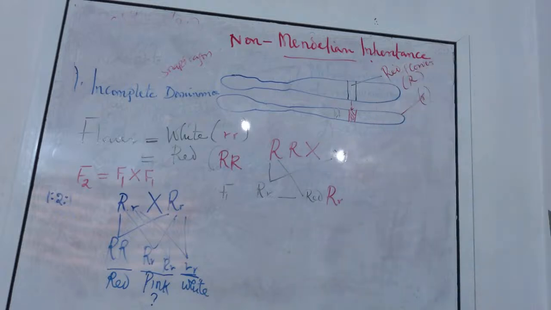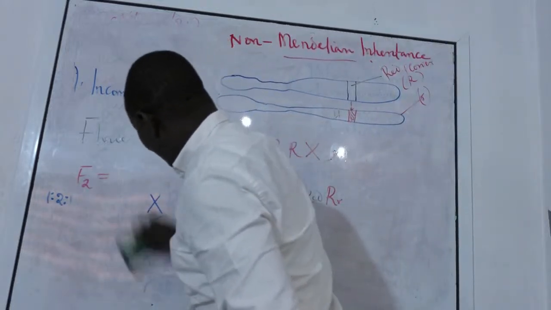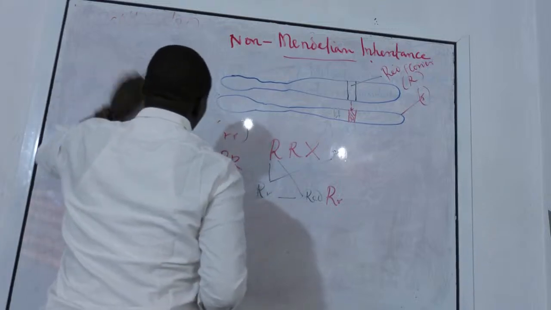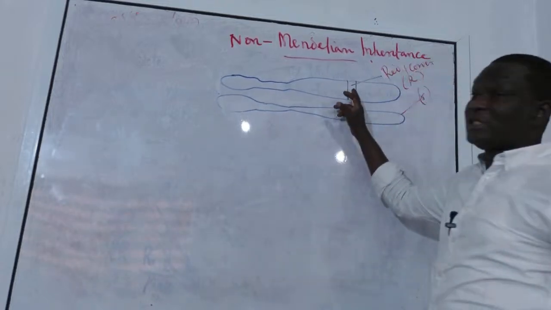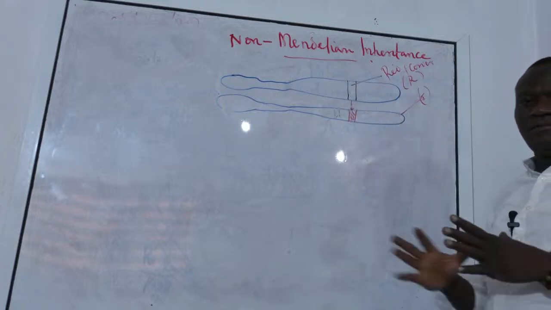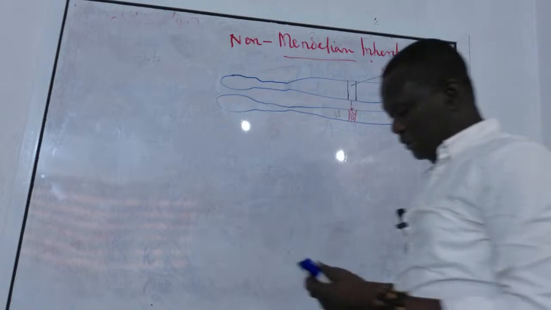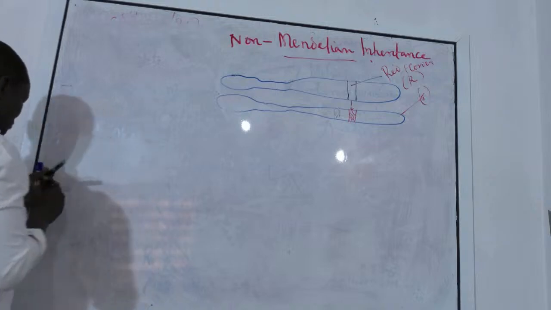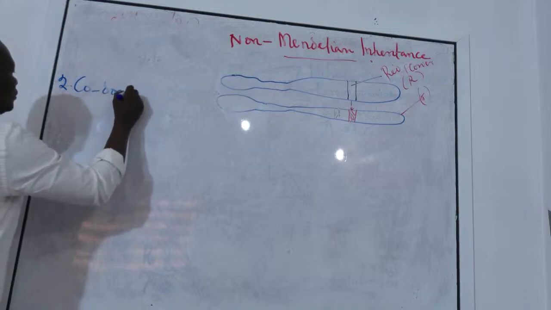So the second example we are going to consider is that of codominance, the law of codominance. Don't forget that it is better you draw something like this to illustrate what is expected in Mendel's law. Okay, so codominance. So this codominance, the second one is a dominance.